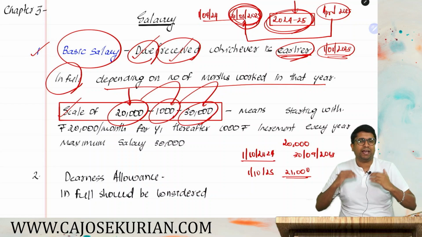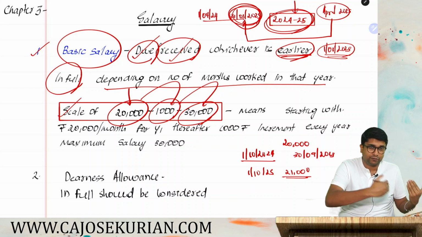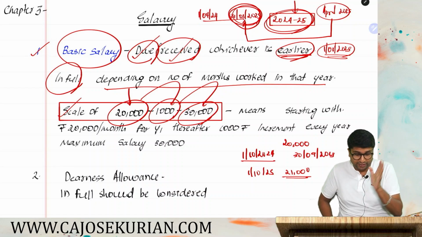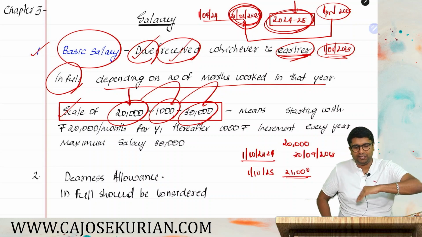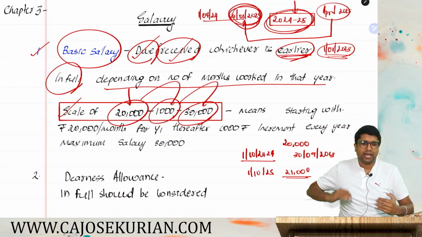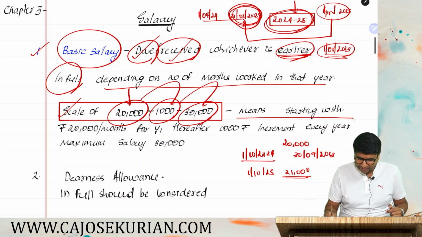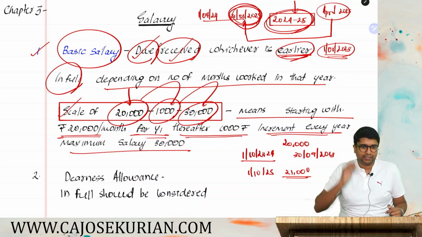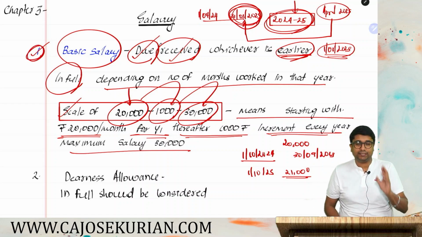It may reach up to 30,000. The 30,000 is the maximum salary that I am about to receive from that company. Every year I will get an increment of rupees 1,000. That's what it means. So 20,000-1,000-30,000 simply means starting with 20,000 per month for year 1, thereafter a 1,000 increment every year, and the maximum salary will be 30,000. This is what you should understand. That is the first component of the salary head, the basic salary.